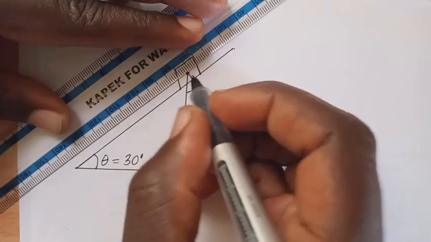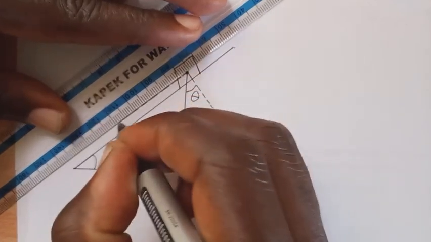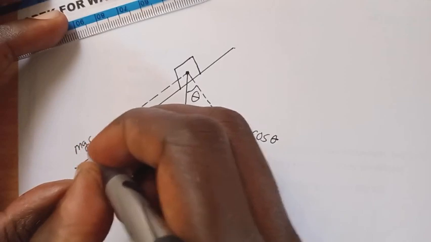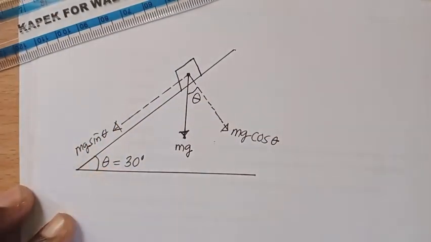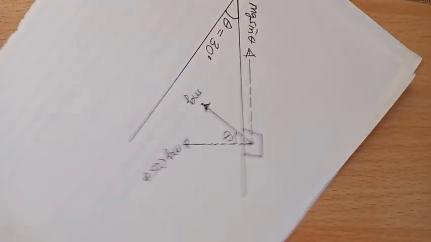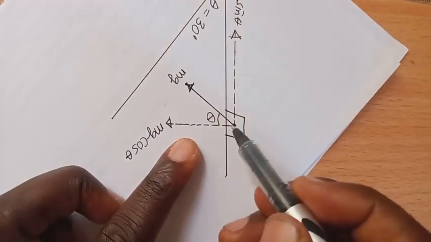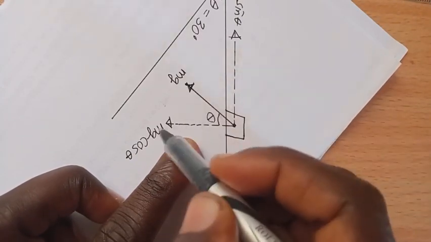Then the other component of weight is along here, and it is mg sine theta. Okay, it's mg sine theta. Now let me turn it, and you will see that it's a resultant force. If I turn it like this, you see this is vertical, this is horizontal, and this is the resultant of these two.